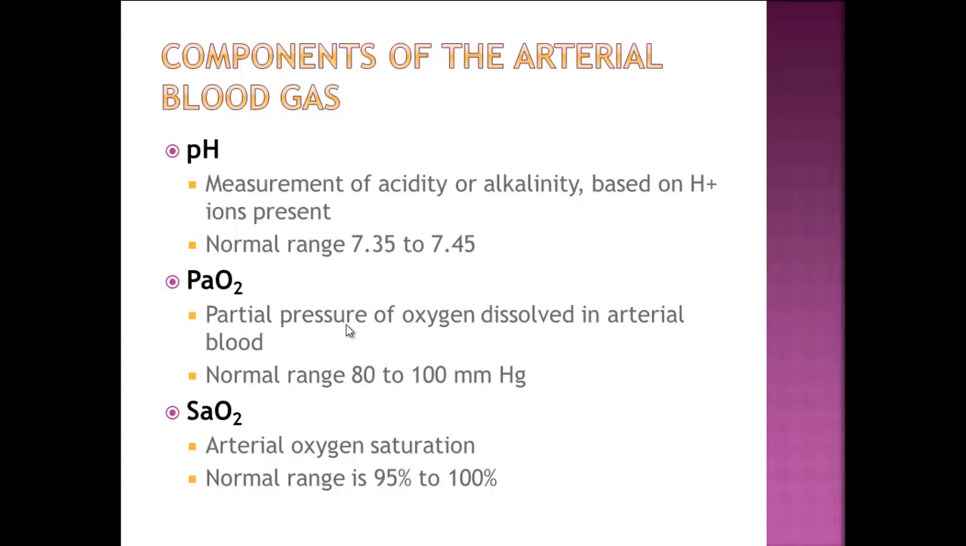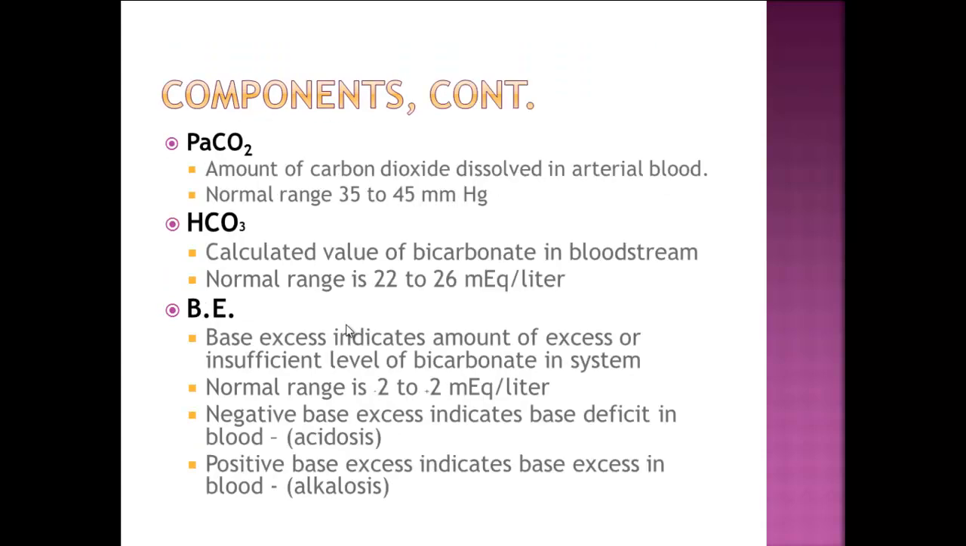Okay, components of the ABGs, the arterial blood gases that we are going to look at. We're going to look at the pH. Remember the normal 7.35 to 7.45. We're going to look also this time at the partial pressure of oxygen, or the PaO2, meaning the oxygen dissolved in arterial blood. The normal there is 80 to 100. And we're going to look at oxygen saturation, the SaO2, arterially, and the normal is 95 to 100 there. We're going to also look at the PaCO2, which is the amount of carbon dioxide arterially. That normal range 35 to 45.